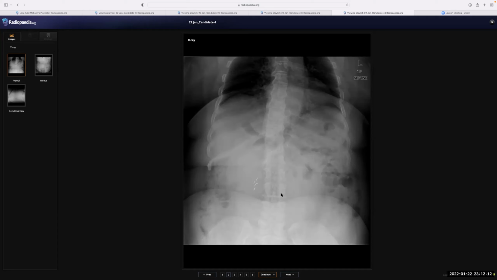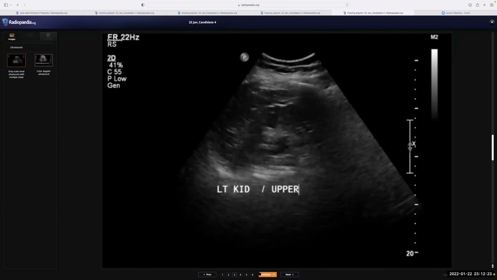So to know further, I would like to go ahead with cross-sectional imaging in the form of contrast-enhanced CT scan. So this is an ultrasound image of the left kidney, and I can see that on the. These are scrollable images, by the way. Okay, thank you.